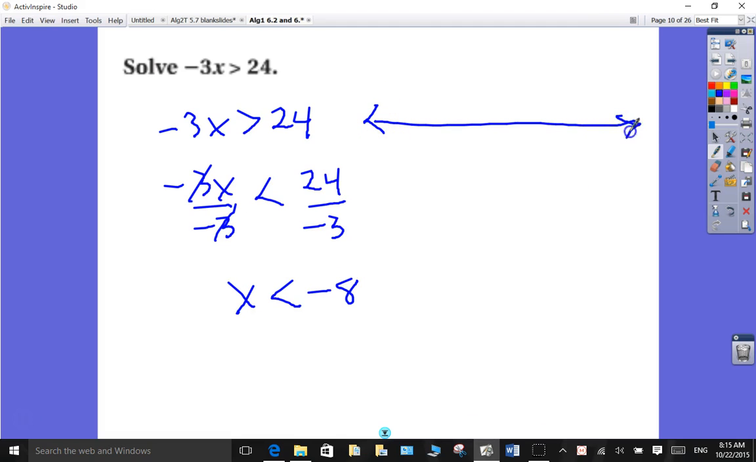I don't know why they never use or equal to, but it's really bad. And less than is which direction, Kendall? All right.